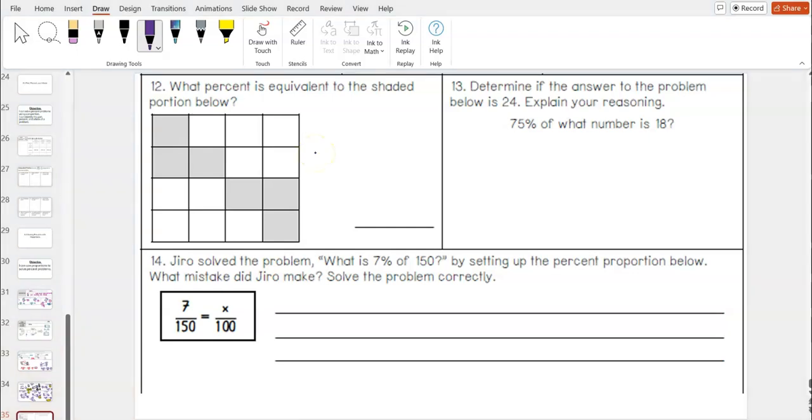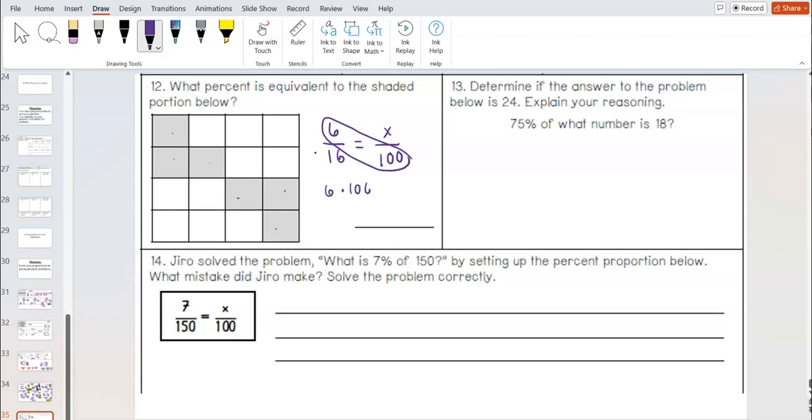So on this first question, it asks what percent is equivalent to the shaded portion below. Now this should look really familiar, except that this grid is not a 10 by 10. We have a 4 by 4, which means that our total squares is 16. We are still going to try to make it out of 100, and we are trying to find a percent. Now our shaded, we've got 1, 2, 3, 4, 5, 6. Okay, and again, 16 doesn't go into 100 evenly, so I'm going to multiply and divide.